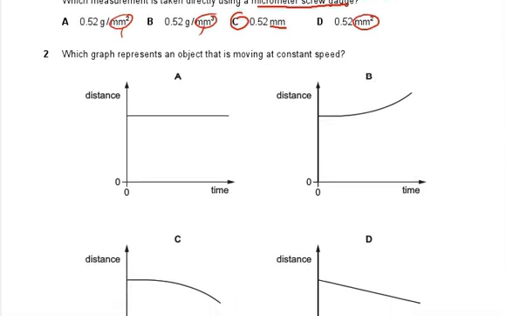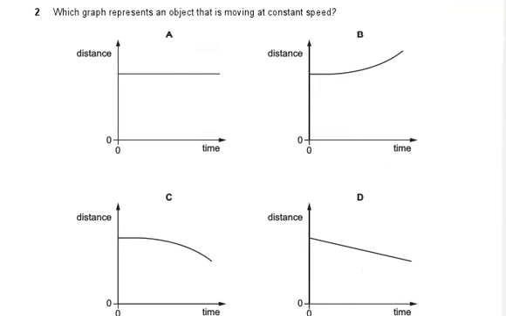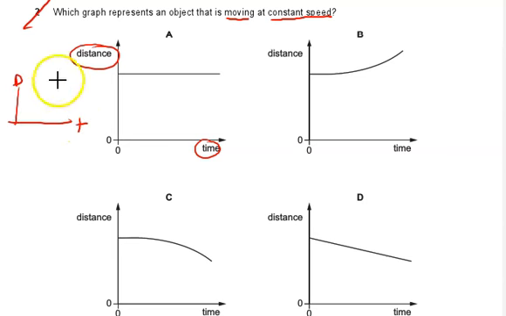Now let us look at question number 2. Okay, question number 2, they are asking which graph represents an object that is moving at a constant speed. Now you see here, this is distance and this is time. So for distance and time, you must have a straight line, either like this or like this. Okay, the green color line or the blue color line.